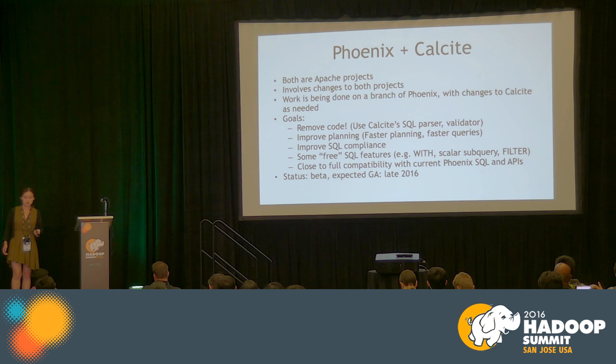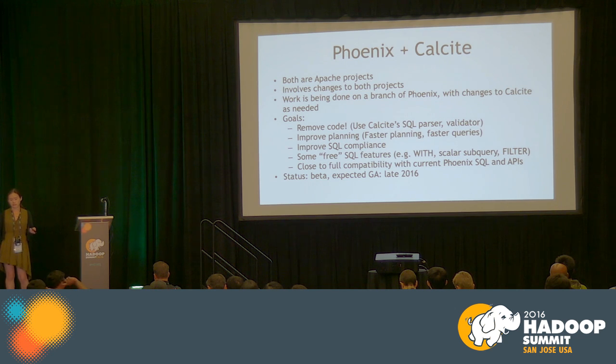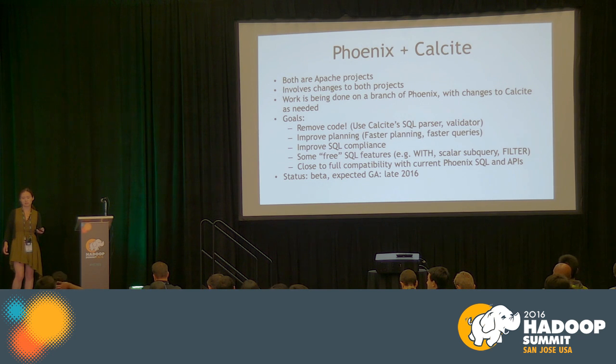So the ultimate goals here are, first of all, to remove redundant code, especially in Phoenix's query parser and compiler, because we're going to replace it with Calcite's SQL parser and validator. And next, the most important thing, is that we'll have an improved query planner, which does faster query planning, which produces queries that run faster.